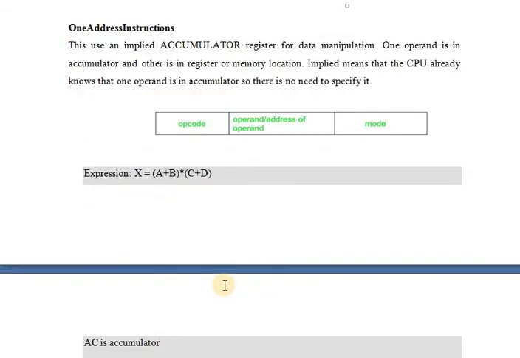Now the one address instruction uses an accumulator register for data manipulation. One operand is in the accumulator and the other is in a register or memory location. First we have seen the single accumulator organization. Implied means that the CPU knows that one operand is in the accumulator, so there is no need to specify it. So this is the operand or address of the operand, and this is the opcode. So here there are 3 fields.